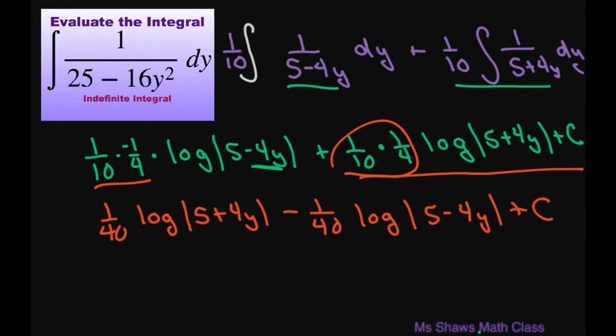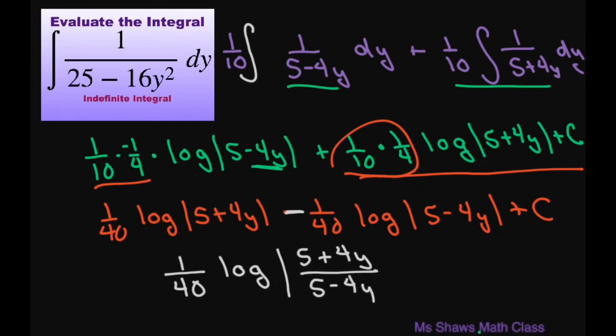Now from there I can condense this using my quotient properties for logs and write this as a single log: 1 divided by 40 times log of absolute value of 5 plus 4y divided by 5 minus 4y plus C. Also, if you want, instead of using logs, we could have written this as natural log. Either way, log or natural log is fine.